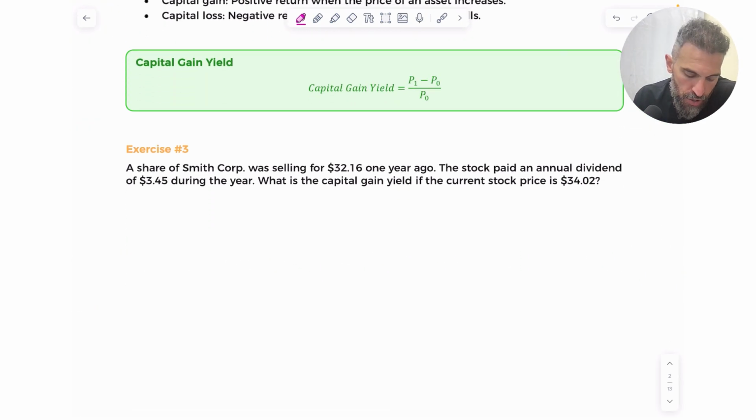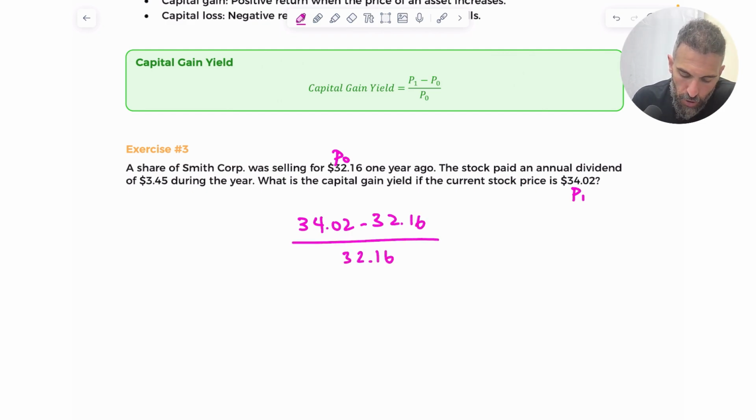So a share of Smith Corporation was selling for $32.16 a year ago. The stock paid an annual dividend of $3.45. What is the capital gain yield if the stock is currently priced at $34.02? In this case, we do not need the dividend. We just care about the price. P1 is the newer price. P0 is the older price. So 34.02 minus 32.16 over 32.16. Again, you can multiply this by 100 if you want to express it as a percentage.